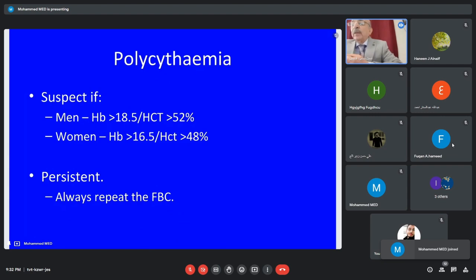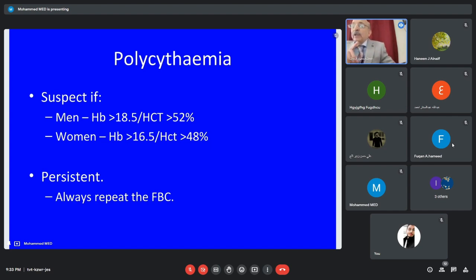Polycythemia. Okay, polycythemia is the opposite of anemia. In a man, polycythemia is defined as hemoglobin more than 18.5 and hematocrit more than 52%. And in a woman, polycythemia is a hemoglobin of 16.5 and more, and hematocrit 48 and more.